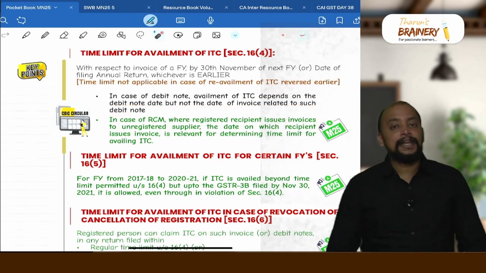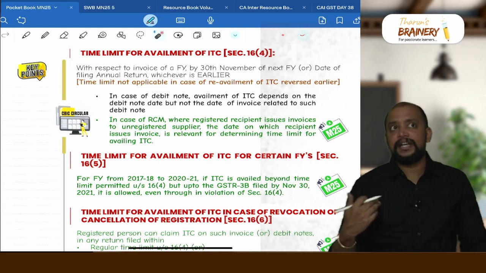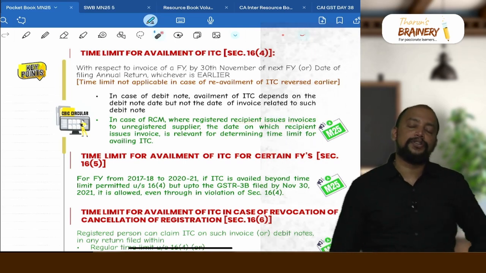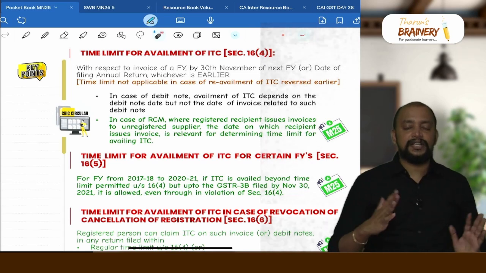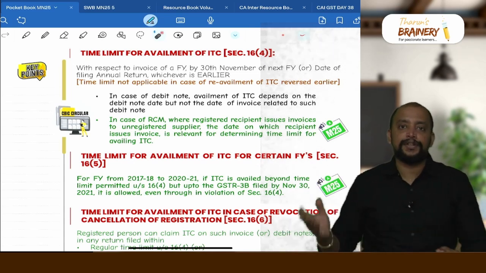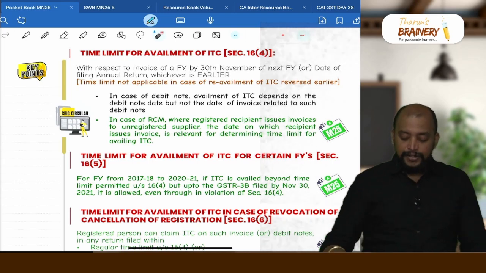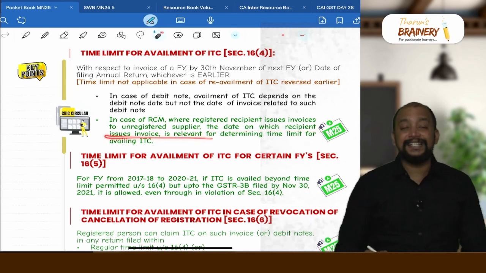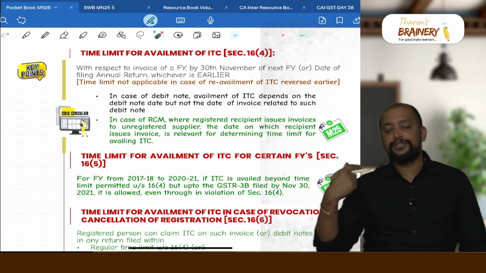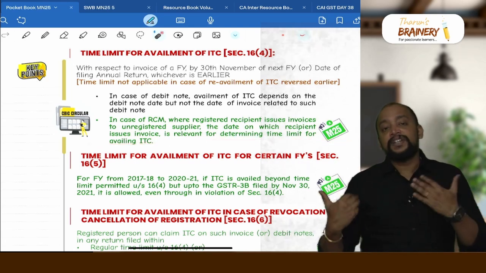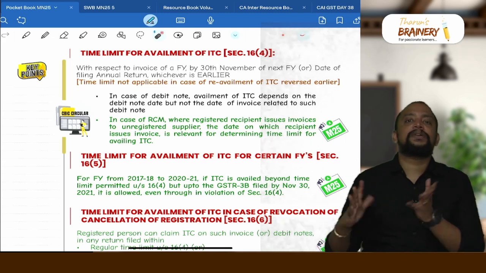Next, second, in case of RCM, this is a latest amendment. In case of RCM, where the registered person issues invoice to the unregistered supplier, usually when the supplier is unregistered and the supply is covered under RCM, the recipient has to give invoice to the supplier under section 31 subsection 3 clause F. So then the date on which the recipient issues invoice is relevant for determining the time limit for availment of ITC, which means now if the recipient is not at all giving invoice to supplier, the recipient cannot avail ITC.